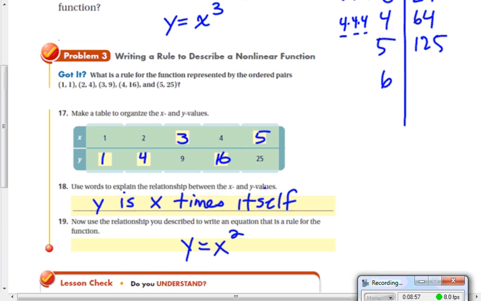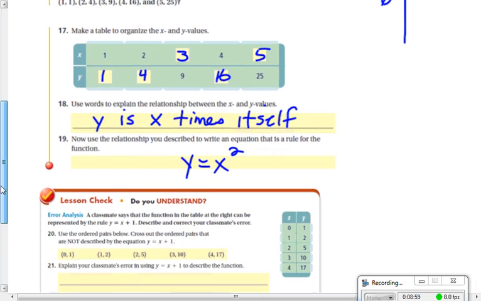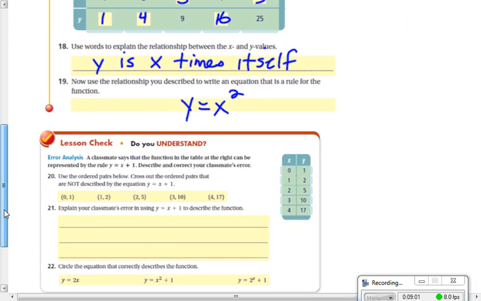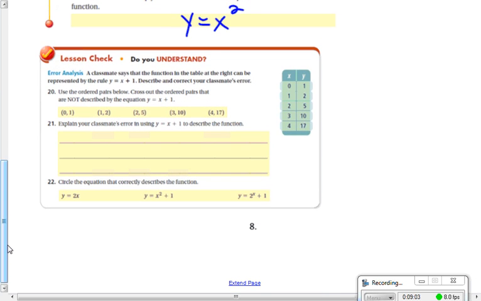All right, I hope you recognize that function. It's square numbers, so y equals x squared. Go ahead and do the lesson check here, and we'll start talking about that next time we meet in class.